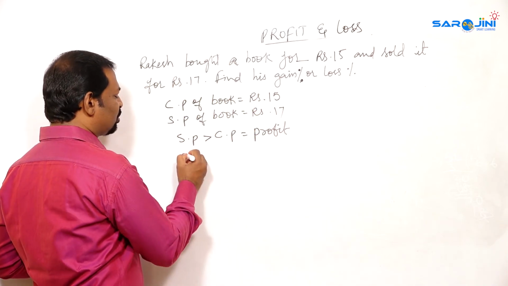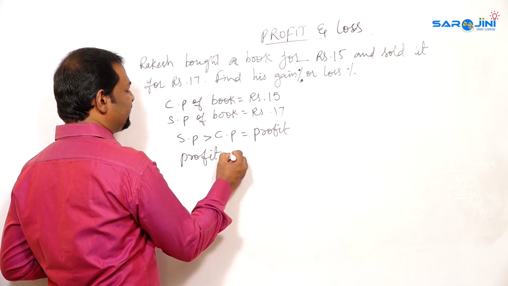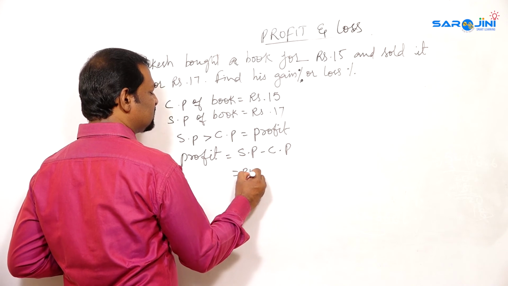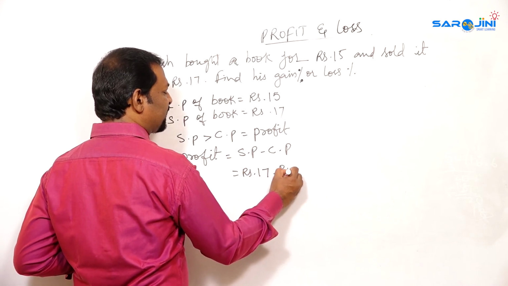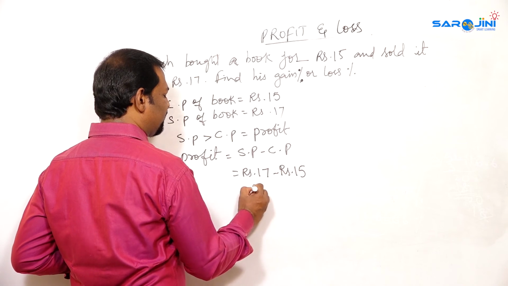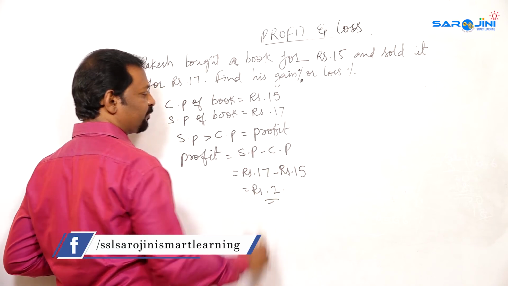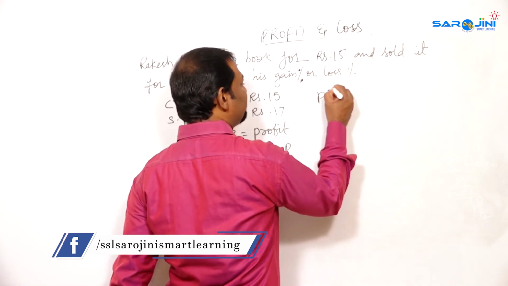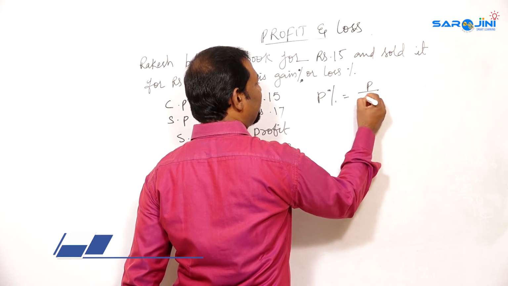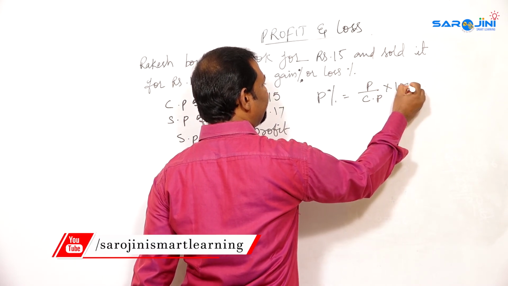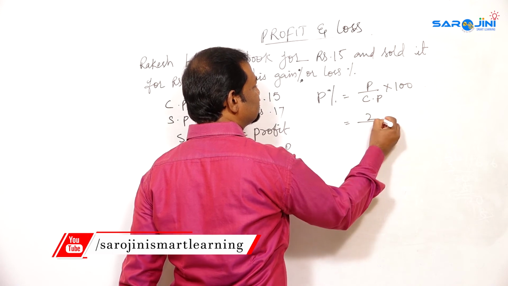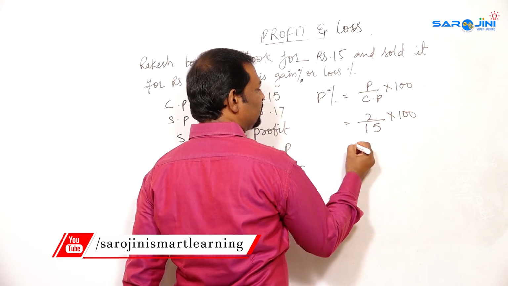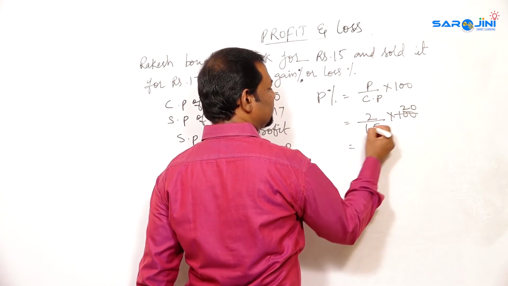So first we have to find out. By seeing the numbers, we find it is profit, that is selling price minus cost price. What is the selling price? 17. What is the cost price? 15. What is the profit now? 2 rupees. So in this way, by seeing the question itself, we can find it. And what is the profit percent? Profit by cost price into 100. What is the profit? 2 rupees. And what is the cost price? 15 into 100.